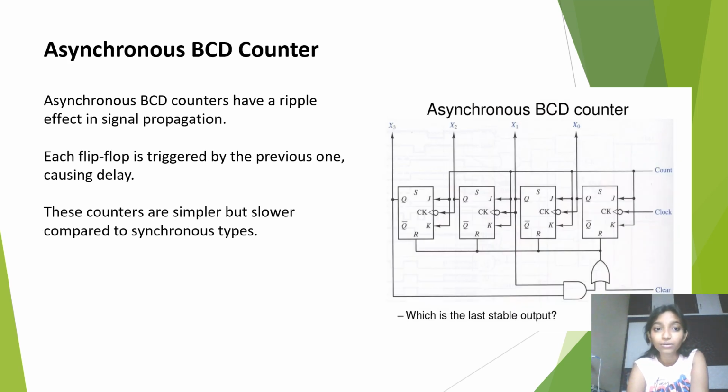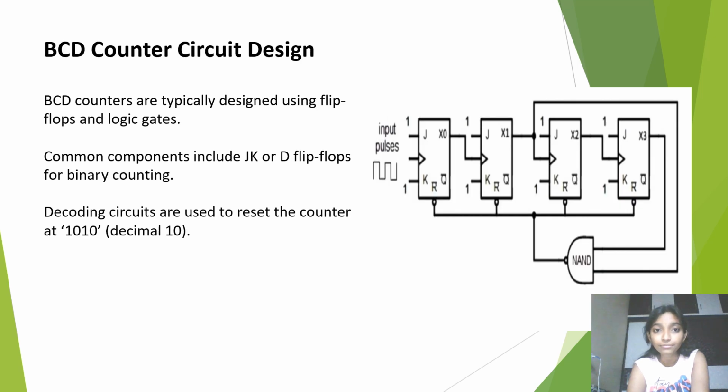Asynchronous BCD counter. Asynchronous BCD counters have a ripple effect in signal propagation. Each flip-flop is triggered by the previous one, causing delay. These counters are simpler but slower compared to synchronous types. You can see in the image.